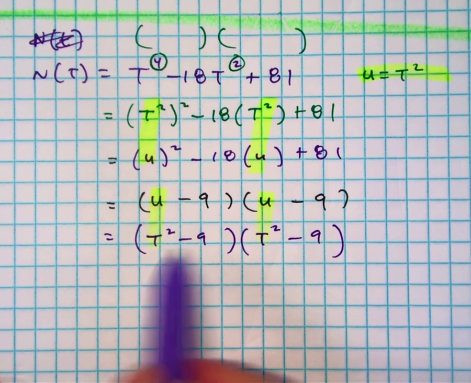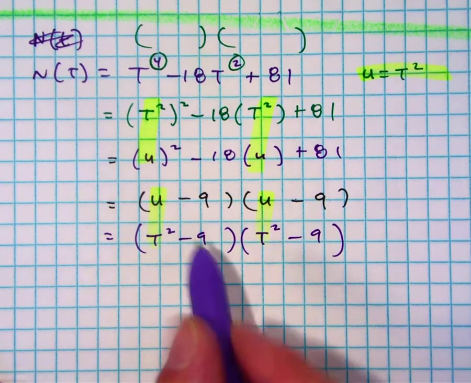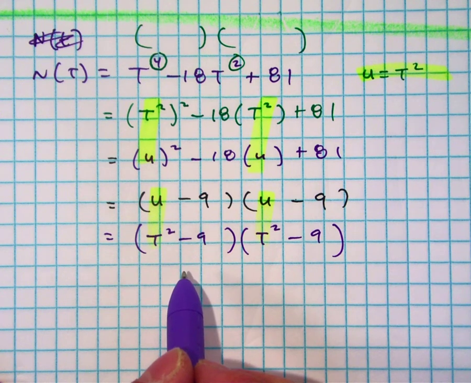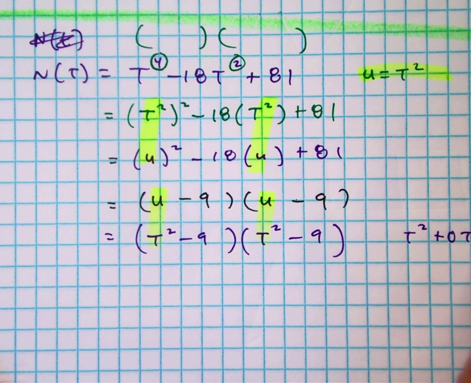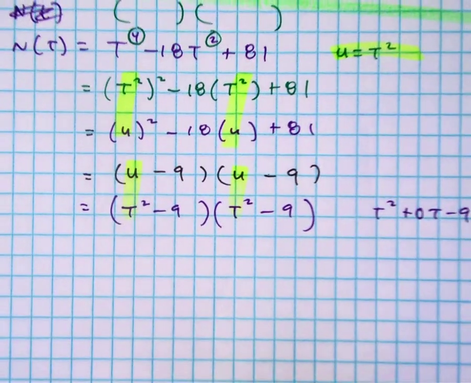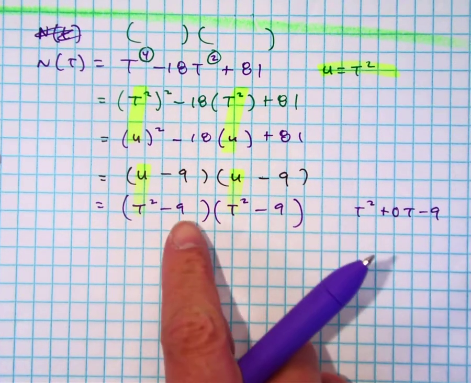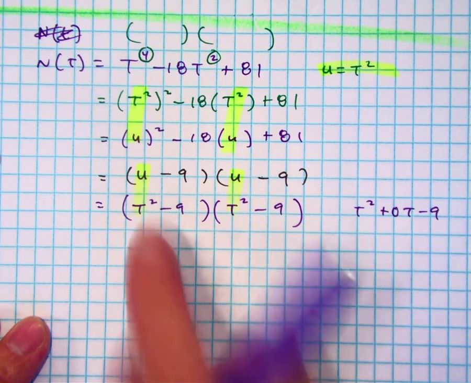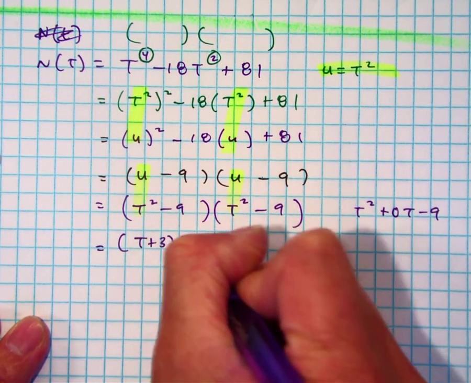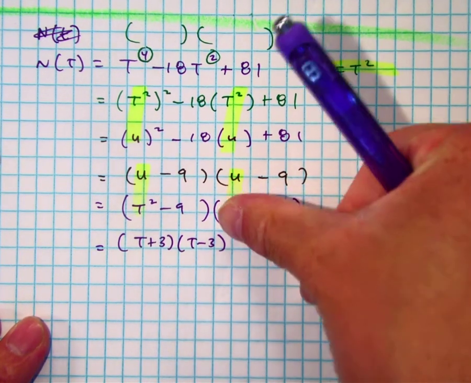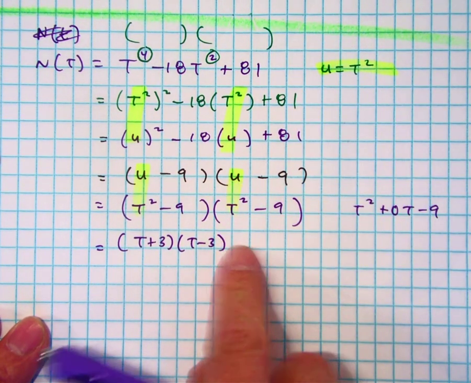No. Remember, you should start identifying difference of squares. Right? That means t squared plus 0t minus 9. Well, just look at this number. Can you take the square root of that? So this is going to turn into t plus 3, t minus 3. You see that? That means this one's going to turn into what?